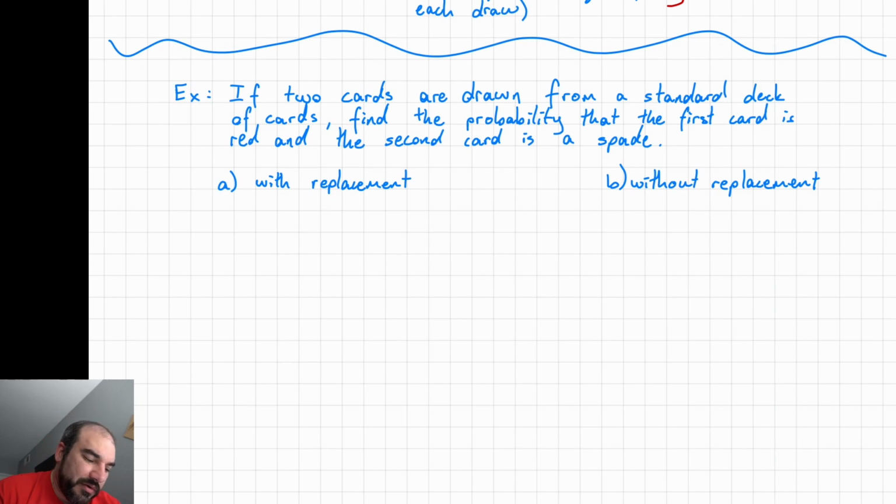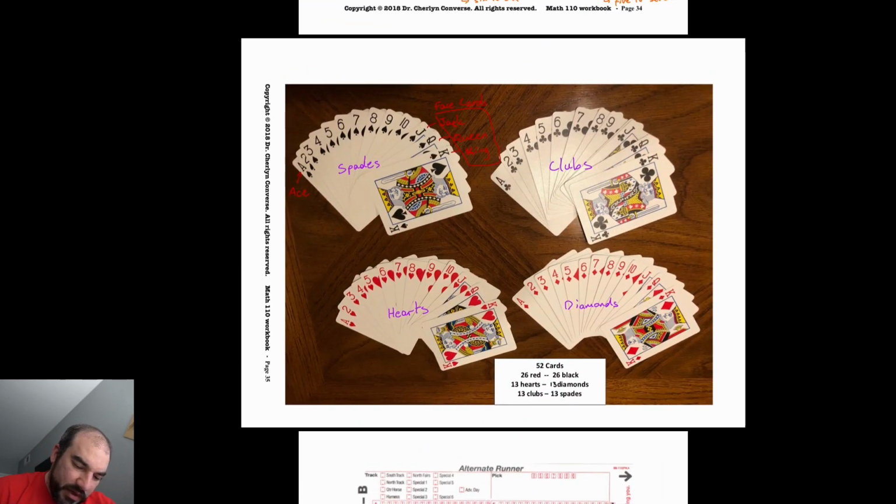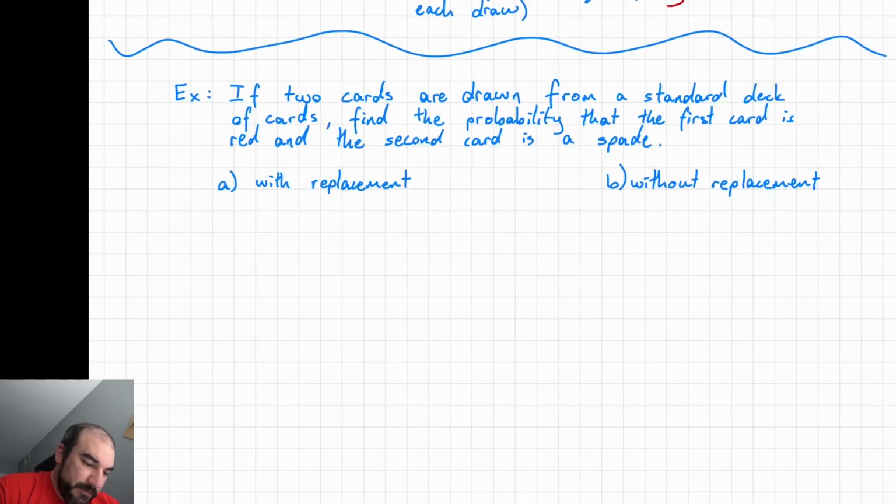So with or without replacement, it doesn't really matter which one you're doing as far as the first card is concerned. When you draw the first card out of the deck, there are 52 cards in the deck, and you know what the composition of the deck looks like. If you don't remember, go to page, what was the page in the workbook? Page 35 in the workbook. Gives you all the information about the deck of cards.